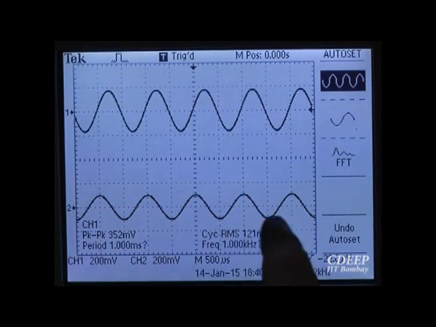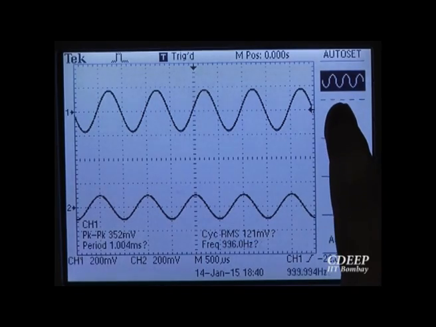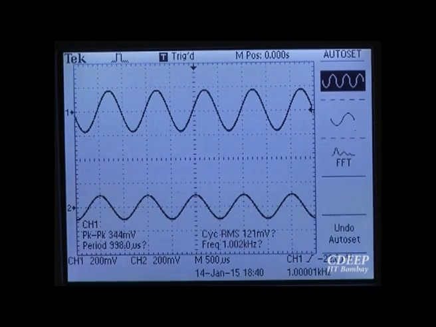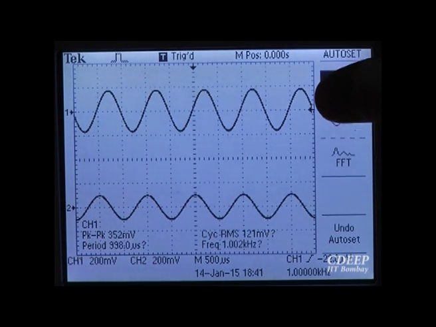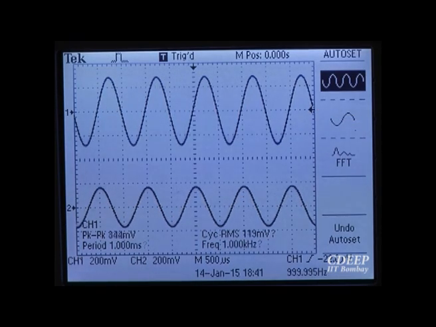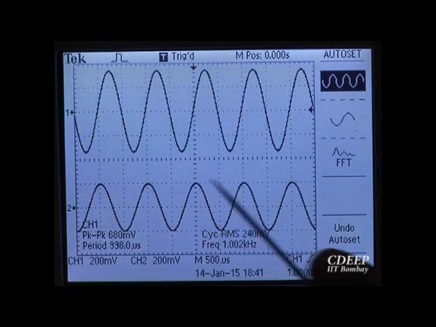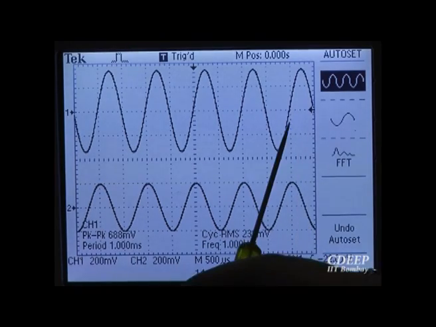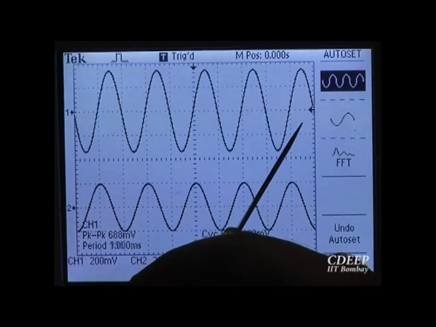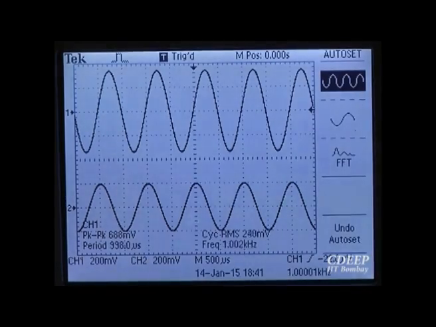Now if we look at the oscilloscope, the lower waveform represents the input and the upper waveform represents the output. The input signal has an amplitude of 200 millivolt peak to peak and the output signal has an amplitude of 360 millivolt peak to peak. Now if we increase the input, say to about 400 millivolt peak to peak, we observe that the output has indeed also increased to 720 millivolt peak to peak. This shows that the RC circuit follows the property of homogeneity.